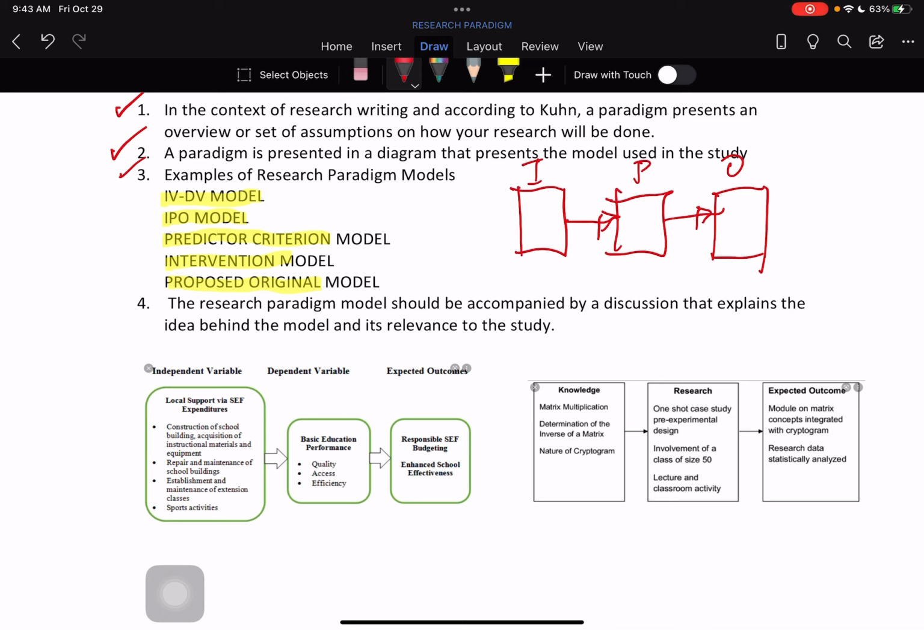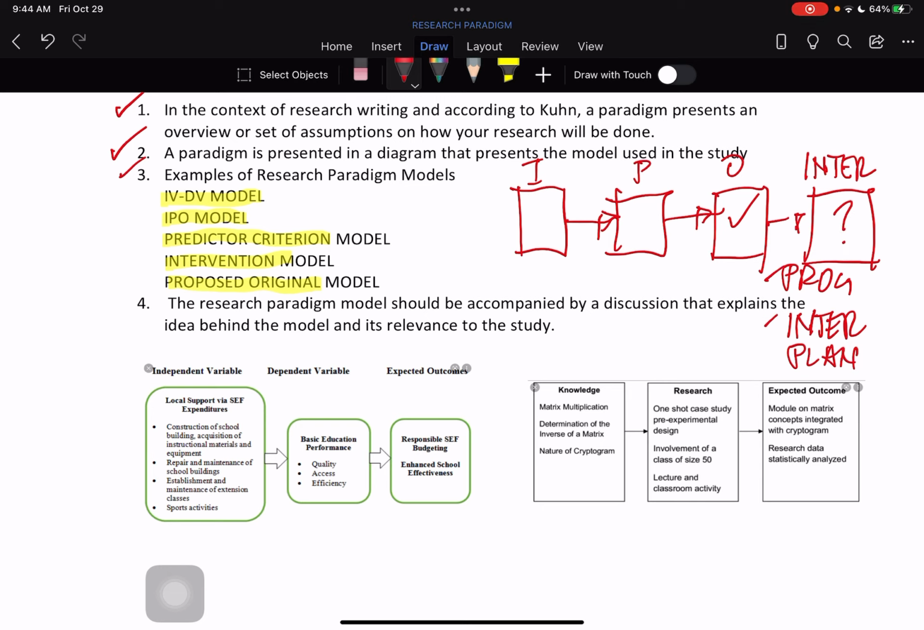The next one is the intervention model. So, if you have yung existing ninyo na IPO under the intervention model, you are just going to present an additional variable, which is the intervention. So an intervention may be in the form of a program, an intervention, or a plan based on the findings of your study, based on the output of your study. What particular intervention would you take? Okay, so that is what we call the intervention model.